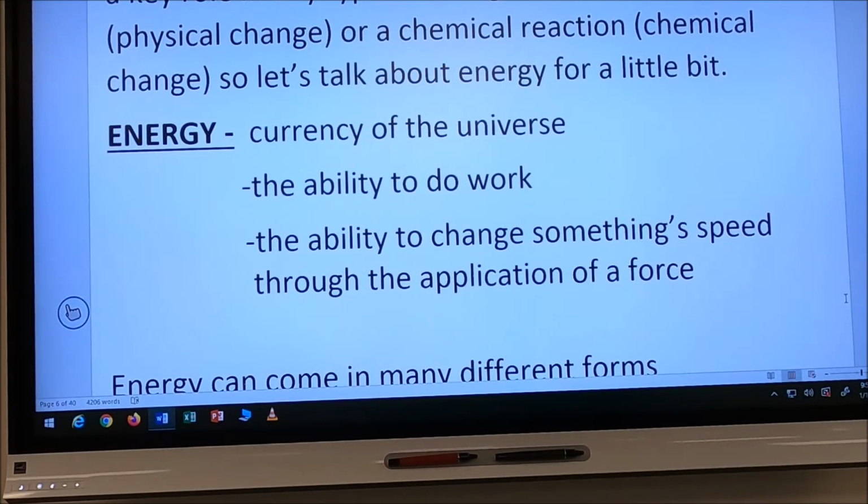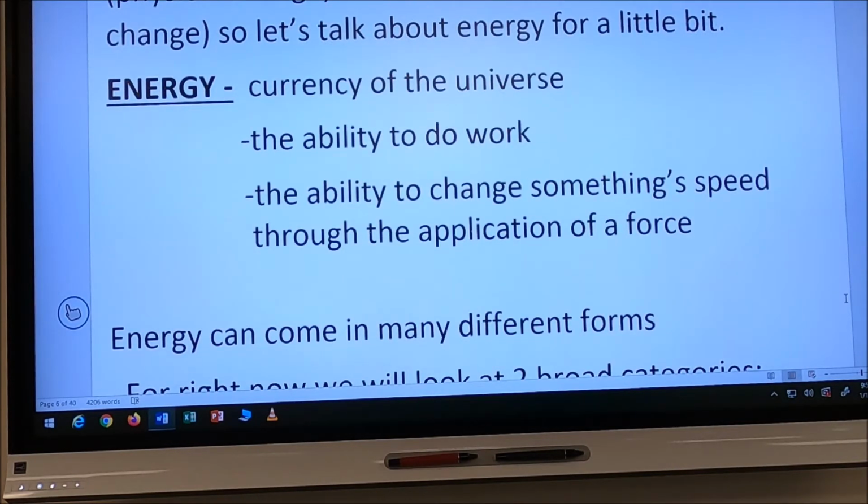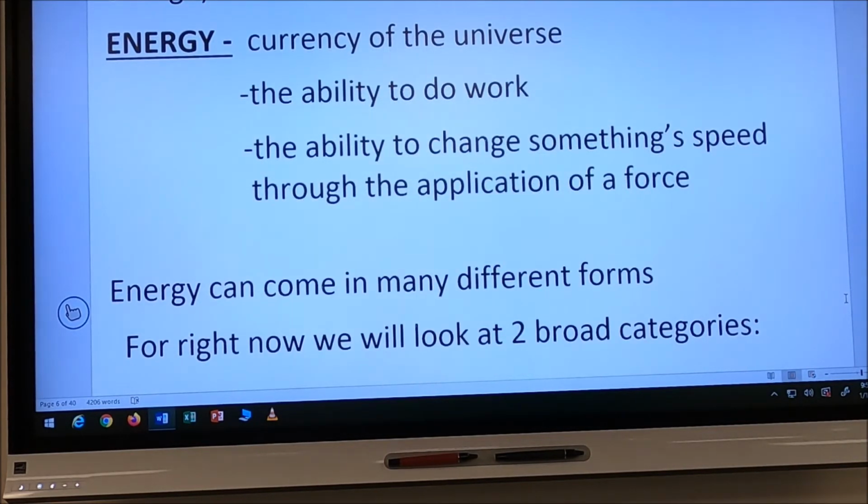Work means that you have the ability to change something's speed through the application of a force. So I push on something and it starts moving faster, or I push on something and I slow it down. That's doing work, okay?